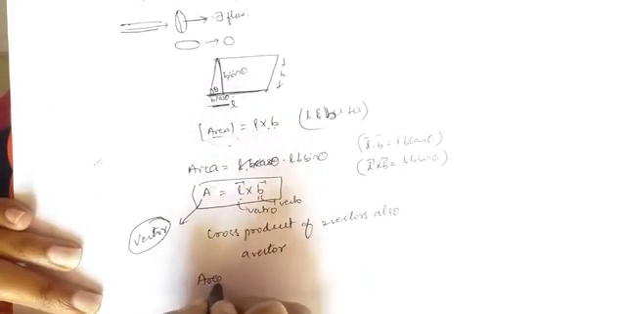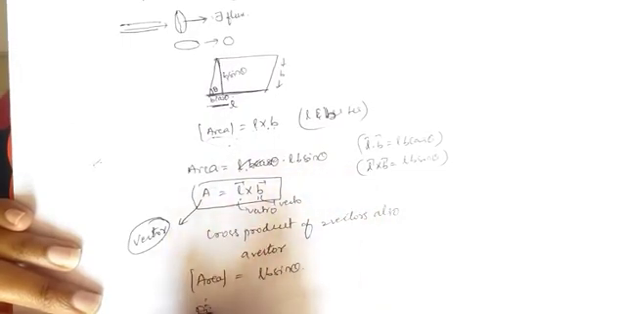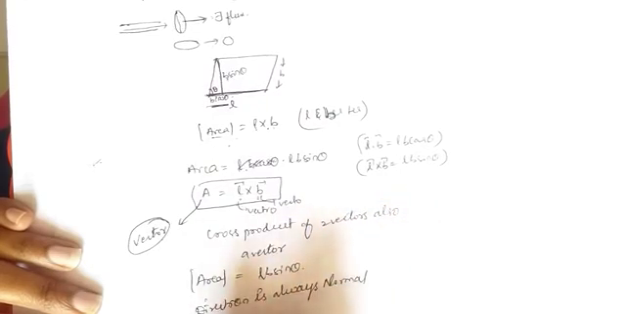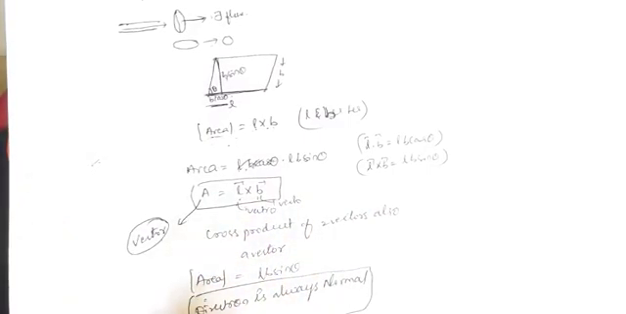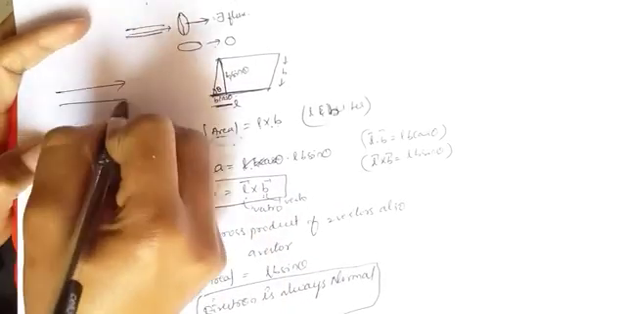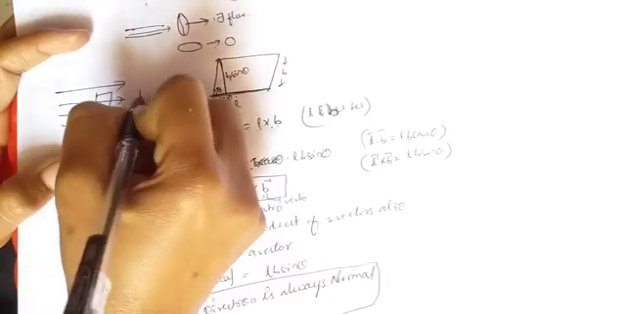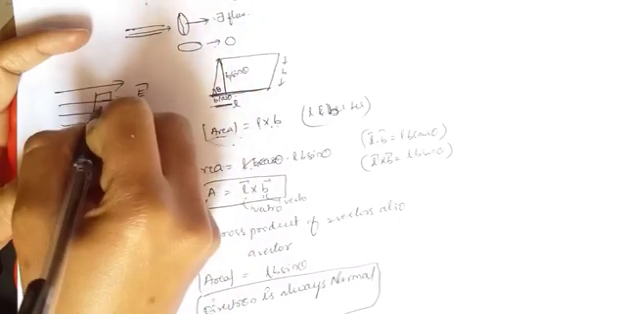So if area is a vector, the magnitude of the area is L b sin theta. But the direction is always normal to the area. This is the direction. Let us consider this is an electric field E, and this is an area. The electric field direction is in this direction, and we have to take the area vector always normal. So this is the normal.